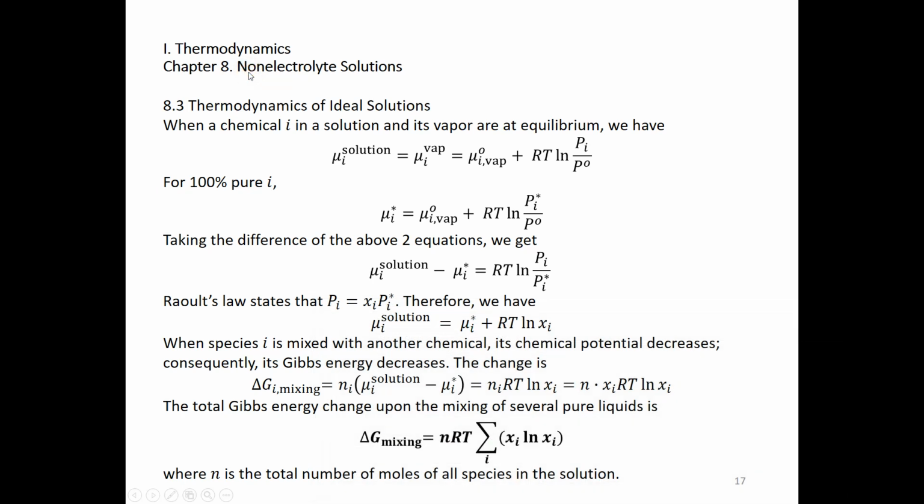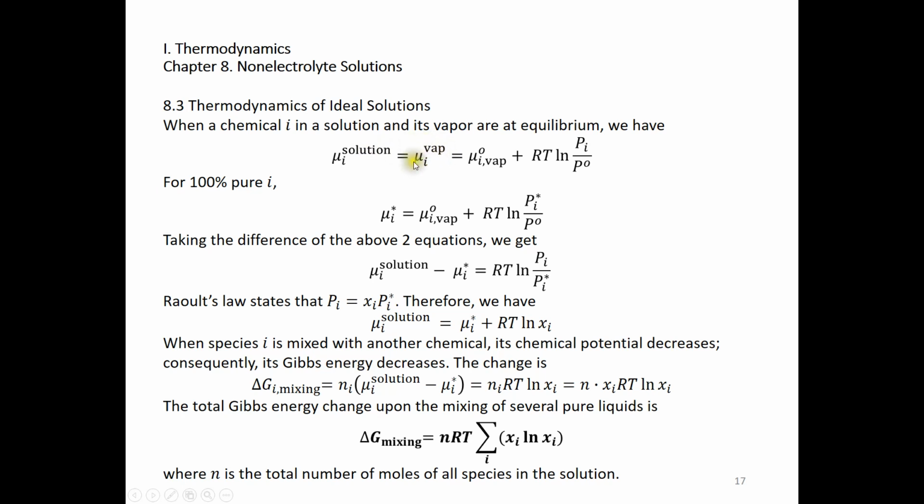Chapter 8, Non-Electrolyte Solutions, Section 8.3, Thermodynamics of Ideal Solutions. When a chemical species I in a solution reaches equilibrium with its vapor in the gas phase, we have this equation: the chemical potential of I in the solution equals the chemical potential of I in the gas phase.